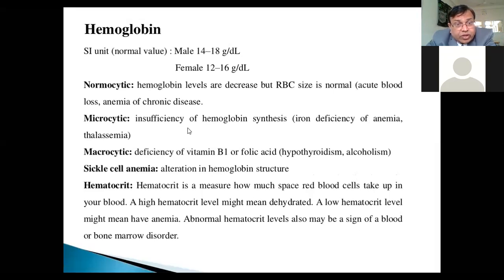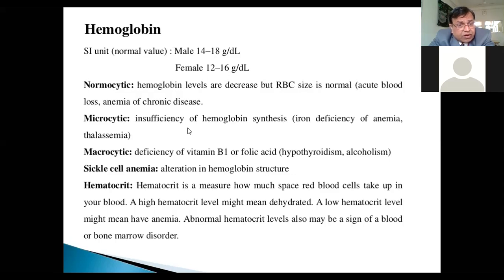Now, normocytic anemia is when hemoglobin levels are decreased but the RBC size is normal. That is due to acute blood loss, anemia, or chronic disease. Secondly is microcytic, that is insufficiency of hemoglobin synthesis, because of iron deficiency anemia, or in the case of thalassemia.